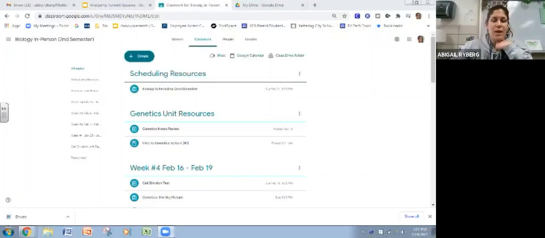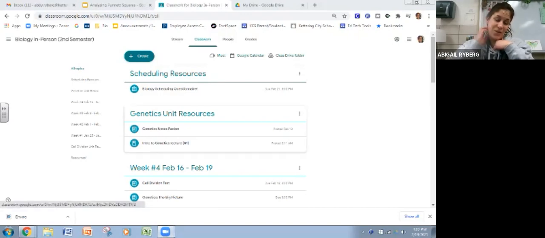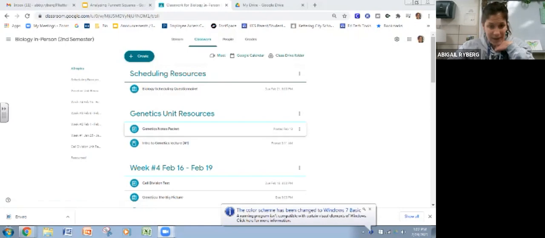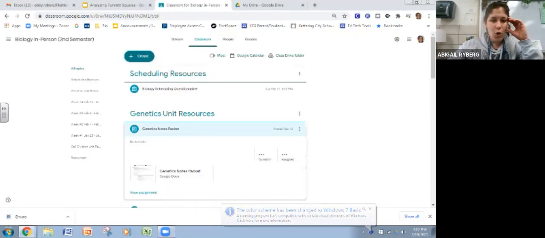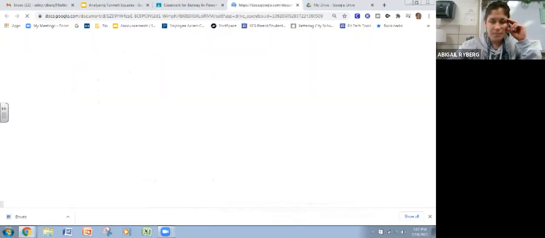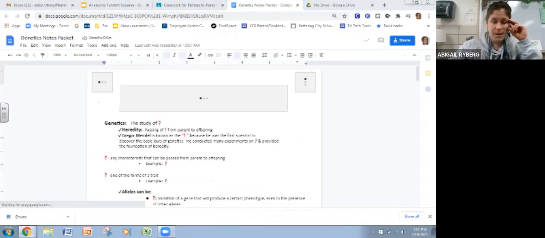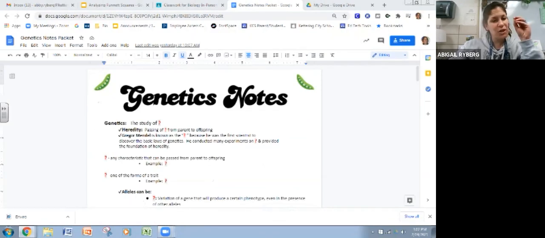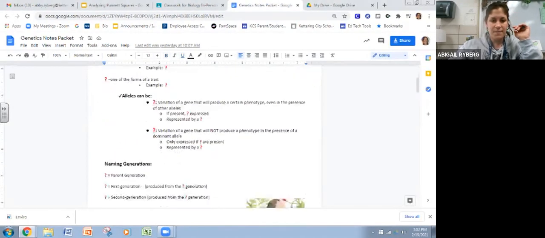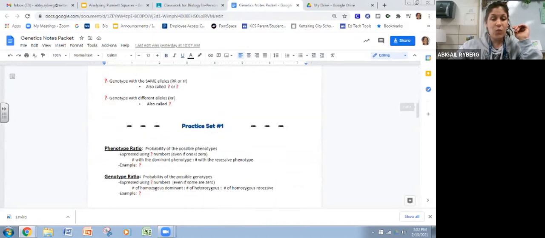So this should be your second genetics lecture. If you'll take a look at my screen, you should have already opened this notes packet. You should have already listened to lecture number 1. If I open up the notes packet, it should look like this. You should have already listened to the first lecture and filled in all this. And the last thing we did together was complete practice set number 1, so that should be completed in your pink packet.